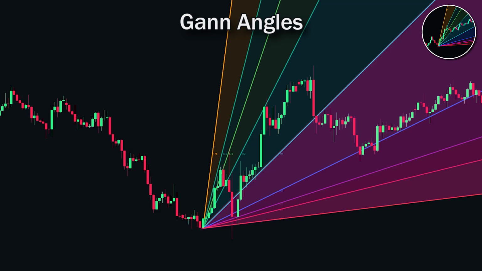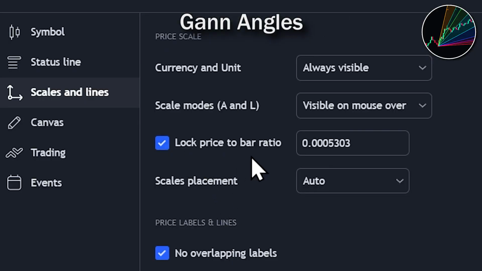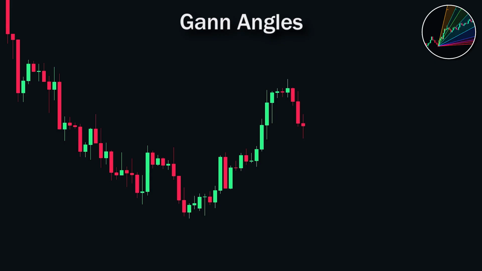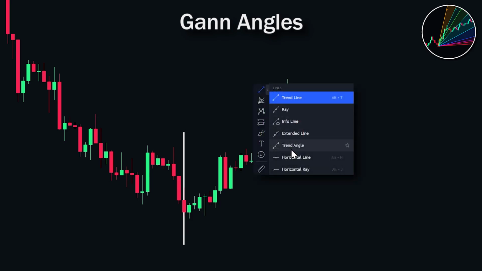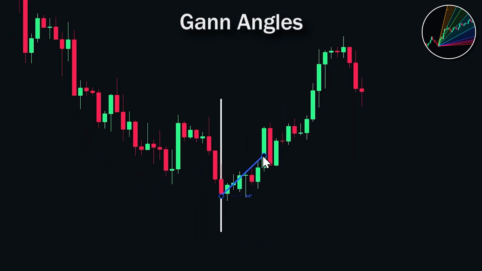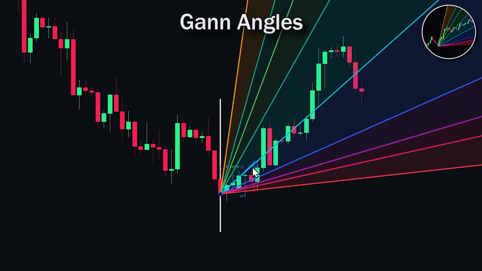To apply the Gann angles, first you go to settings, then make sure to check the lock price to bar ratio. Next, identify a market range and mark the swing low and the swing high of that range. Then, draw a straight vertical line at the start of the range. After that, select the trend angle tool and measure 45 degrees. Then, use the Gann fan tool and place it at the 45-degree angle.